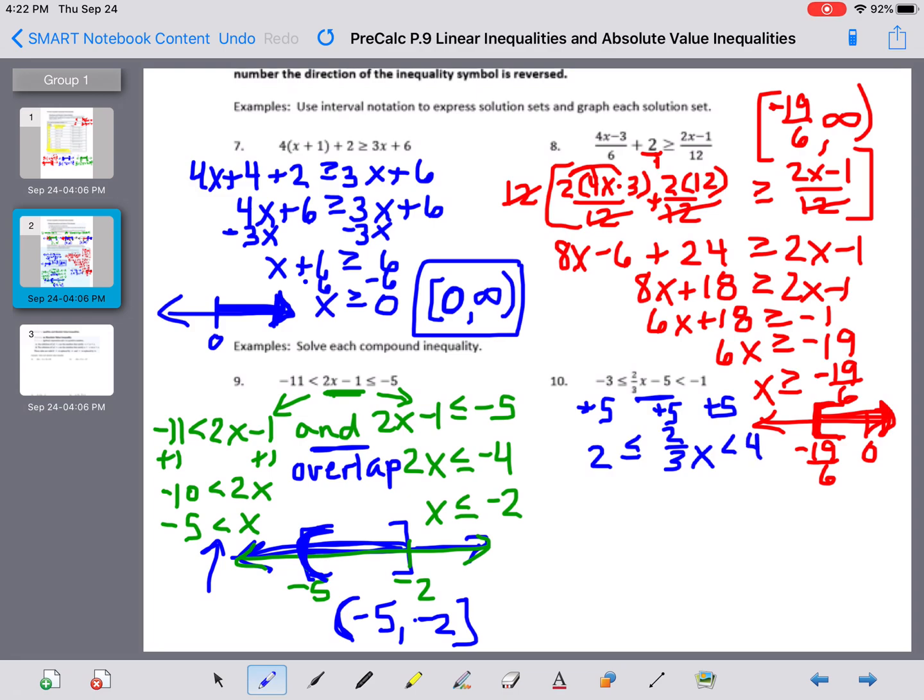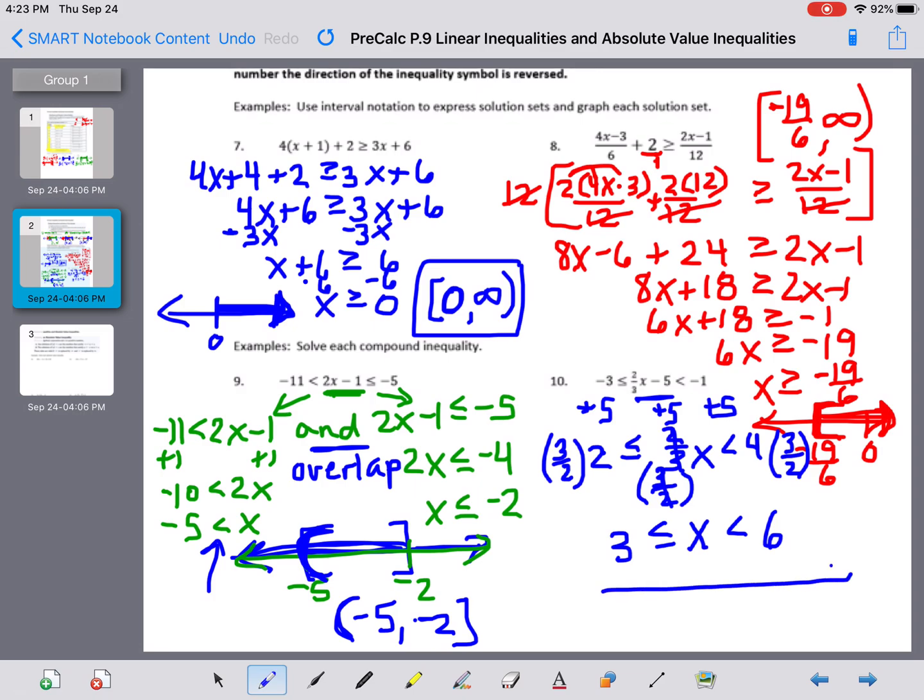Okay, now I need to get rid of that 2 over 3 on the x. So that means I'm going to multiply this side by 3 over 2 and this side by 3 over 2. In the middle, 3 over 2 and 2/3 cancel, and I'm left with x. I did not multiply by a negative, so I do not need to flip my signs, but now I'm just going to do the math. 3 times 2 is 6, divided by 2 is 3. 4 times 3 is 12, divided by 2 is 6. So x is between positive 3 and positive 6.